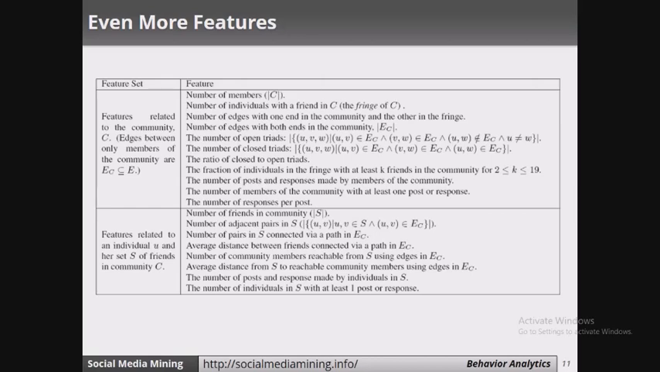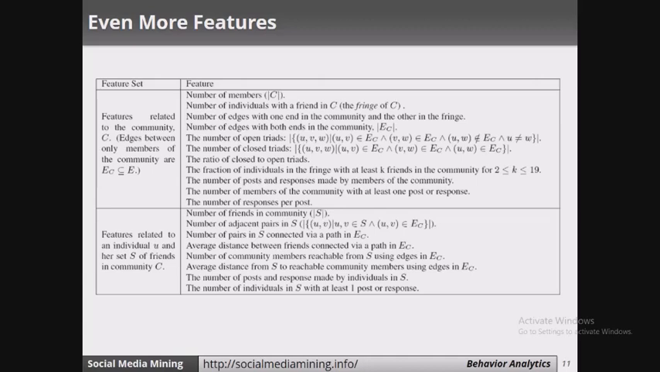So here is a list of some more features. Here we have the feature set related to the community C. So here we have the number of members, the number of individuals with a friend in C, the number of edges with one end in the community and the other end in the fringe, the number of edges with both ends in the community, and also we have a few more sets of features.